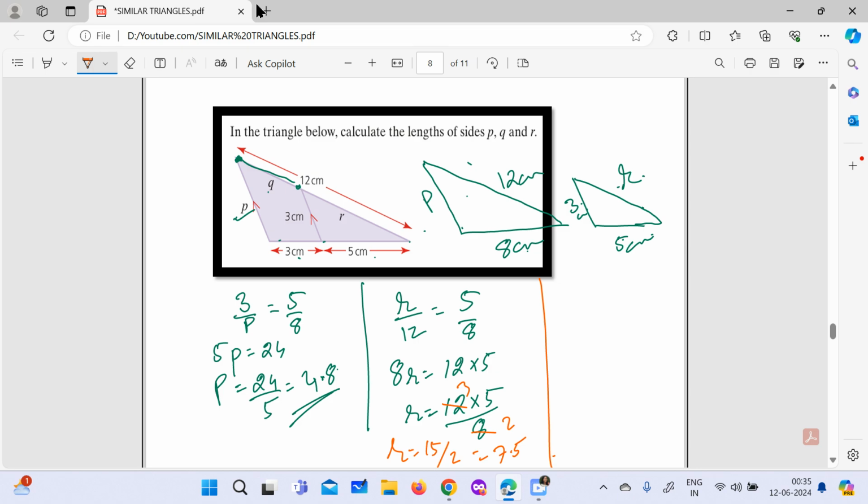What is Q? Q is the part of this whole length which is measuring 12. And here R we have calculated, that is 7.5. So I can say that Q plus R equals 12. Q plus R, we have already 7.5, that equals 12, and Q equals 12 minus 7.5, which will give you 4.5, and we are done.